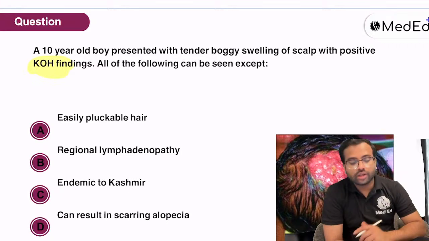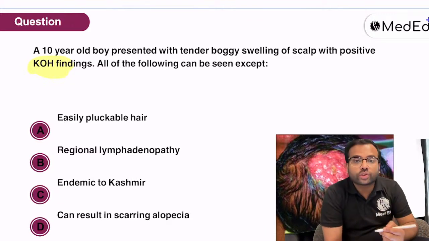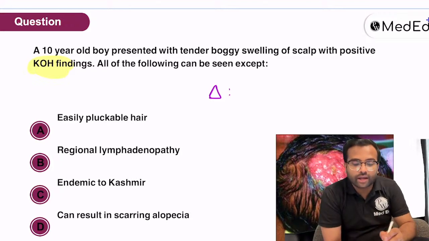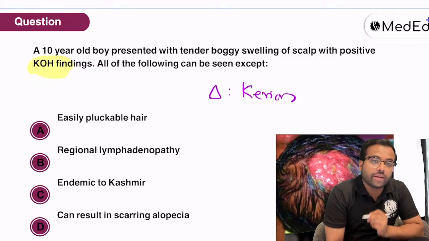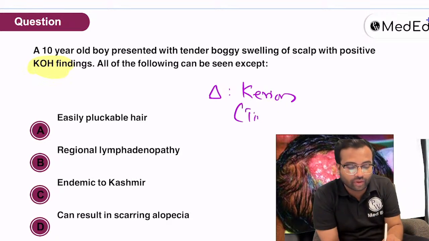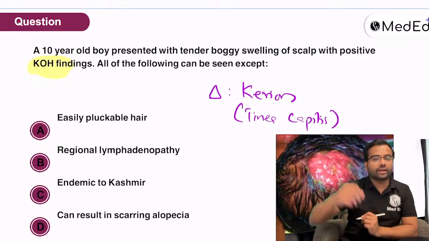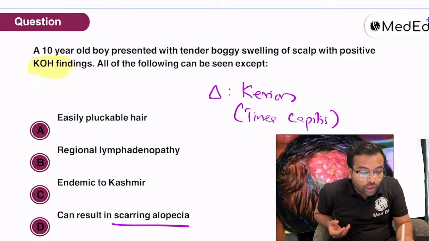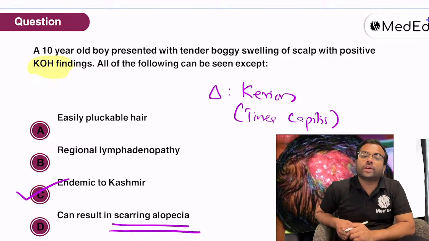Yeah, so Gautam is going in the right approach. Whenever you get an MCQ like this, and if the diagnosis is not mentioned, please tell the diagnosis to yourself. What can be the diagnosis here? The diagnosis here should be Kerion, which is a type of tinea capitis. In Kerion, we get easily pluckable hair, we get regional lymphadenopathy. This can also lead to scarring alopecia, but the odd one out is endemic to Kashmir.